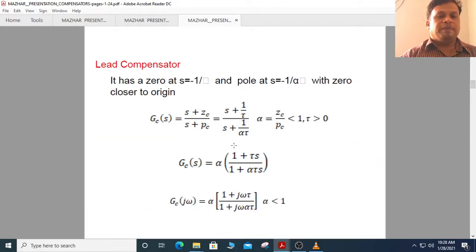Now we will see how the lead compensator is there. It has a 0, it has a pole at minus 1 by tau and s is equal to minus 1 by alpha tau, with the 0 close to the origin.